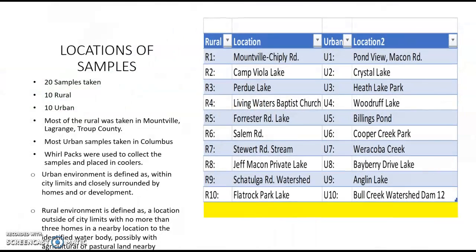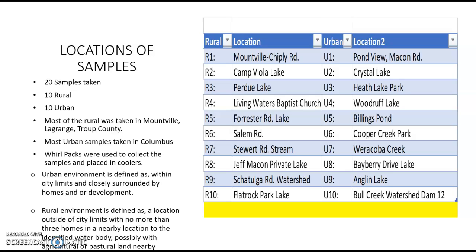In order to test that, I found 20 samples or 20 lakes that I wanted to take samples from. I divided them to 10 rural and 10 urban regions. Most of the rural samples were taken in Mountville, around LaGrange, up in Troup County, and then most of the samples taken in Columbus.